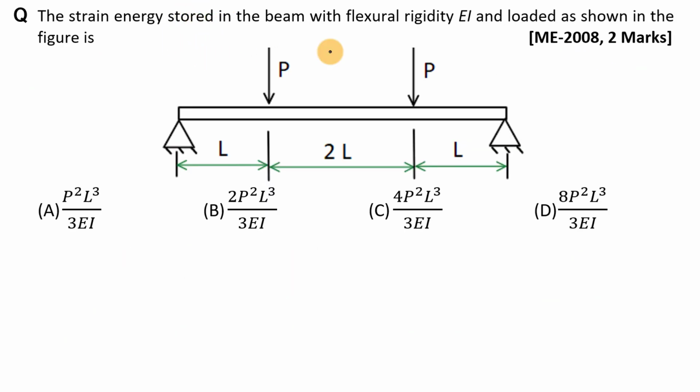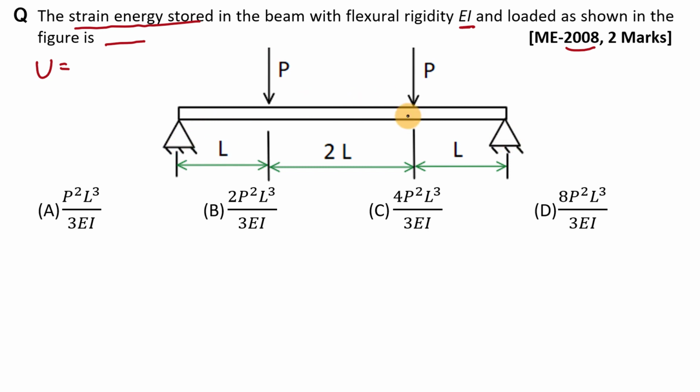Now this next question is from year 2008. The strain energy stored in the beam with flexural rigidity EI and loaded as shown in the figure is dash. In this beam we have to find out total strain energy stored in this beam due to this loading condition shown in this figure. Here this is the simply supported beam and this 2-point load P are acting on this beam at a distance of L from these ends.